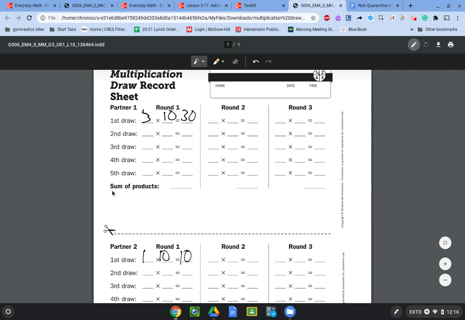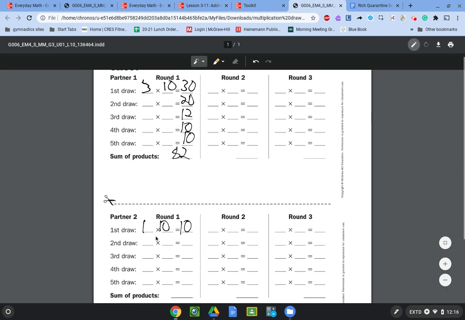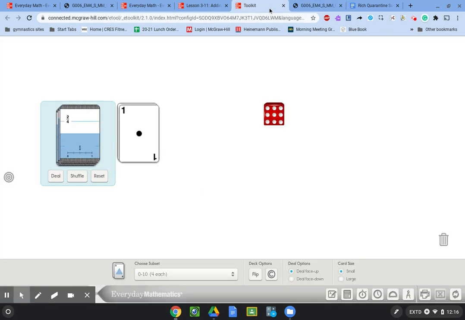And then what you're going to do is you're going to add up all of your totals. So I'm just going to make up some numbers here. I'll make them nice and easy. 30, 40, 50, 60, 70, 80 plus 2 is 82. And then your partner would add up all of their scores, their 5 scores. And whoever has the highest score wins. So the important thing is really that you're practicing your multiplication facts.